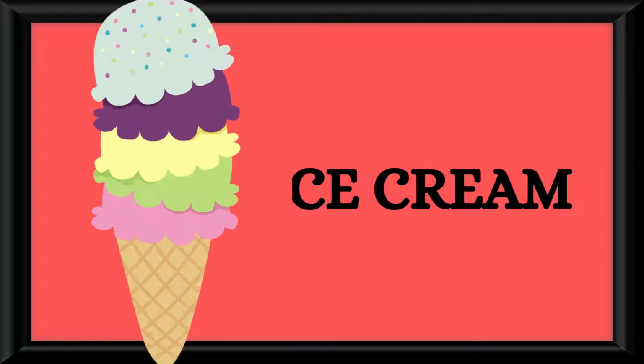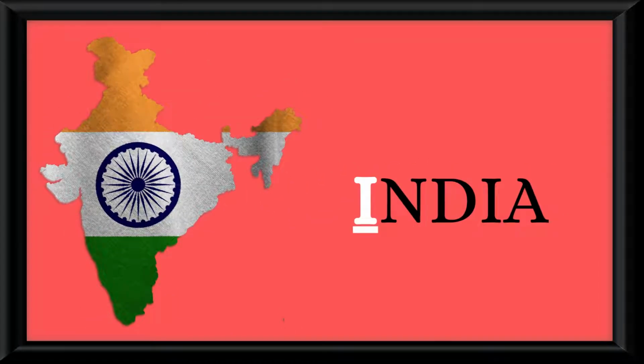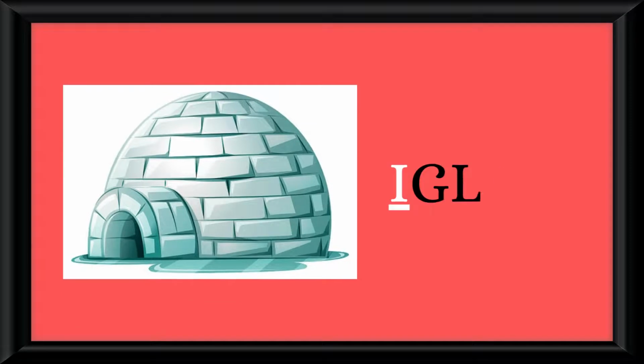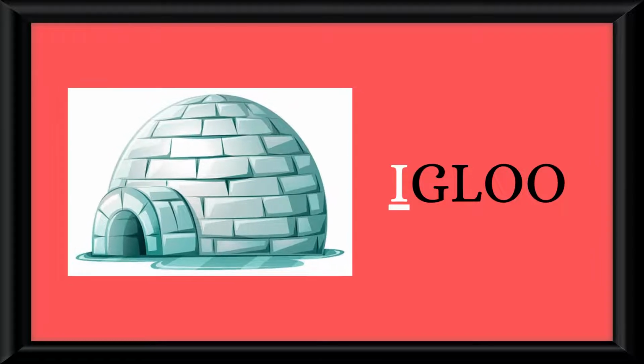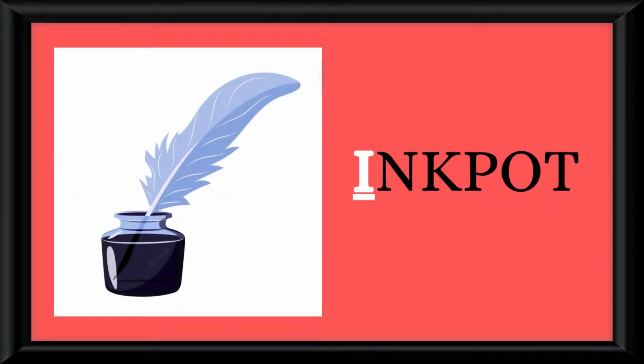I, ice cream. I is for India. E, India. I is for India. E, India. I is for igloo. E, igloo. I is for igloo. E, igloo. I is for inkpot. E, inkpot. I is for inkpot.